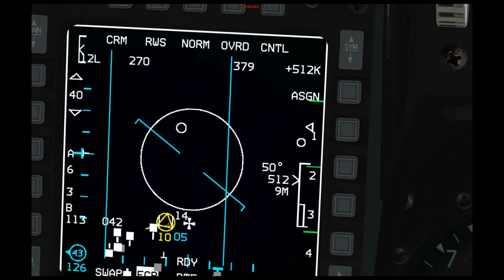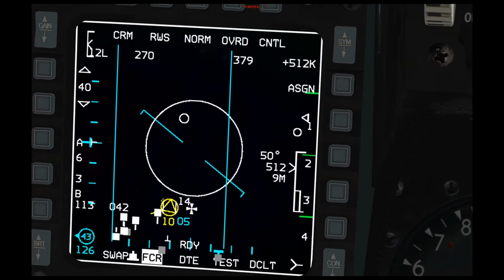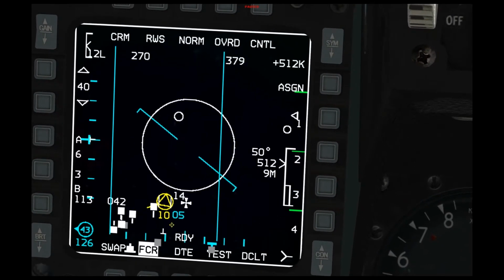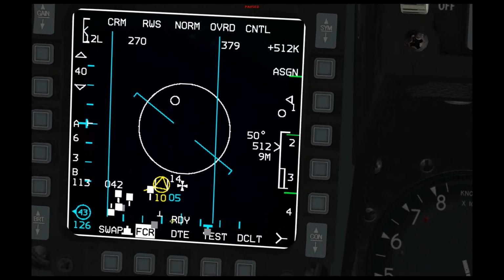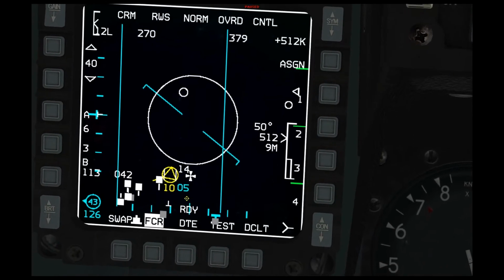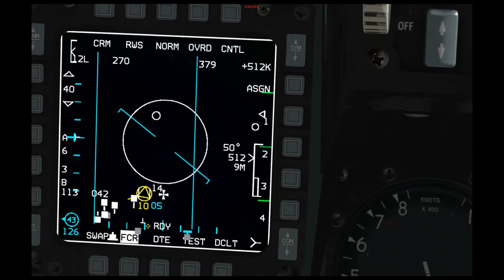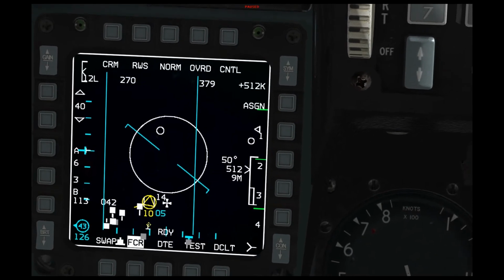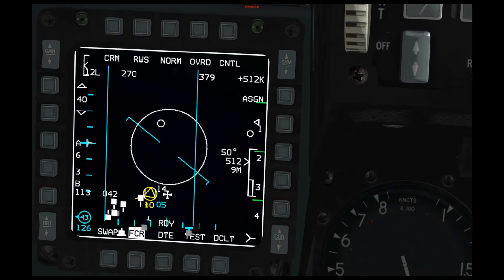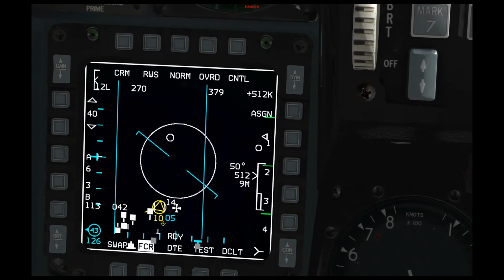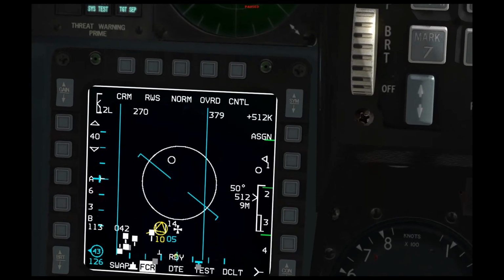So right now, you can see this triangle facing down left, which means it's flying sort of towards me, but also to a flank. Okay? And the number under it, 10, that's the altitude of the target. The number to the right of that, where it says 05 in blue, that's the minimum altitude.